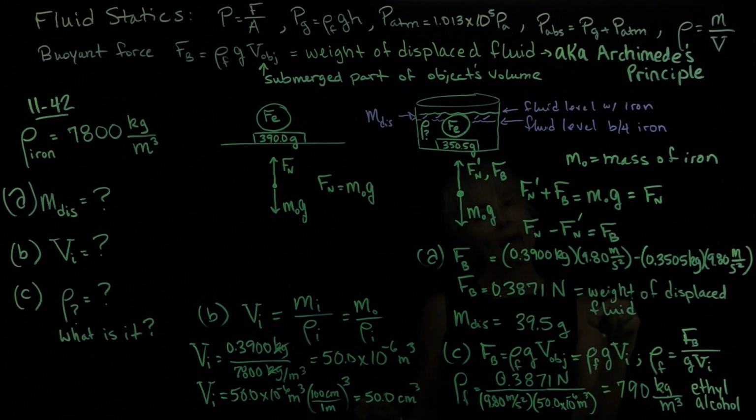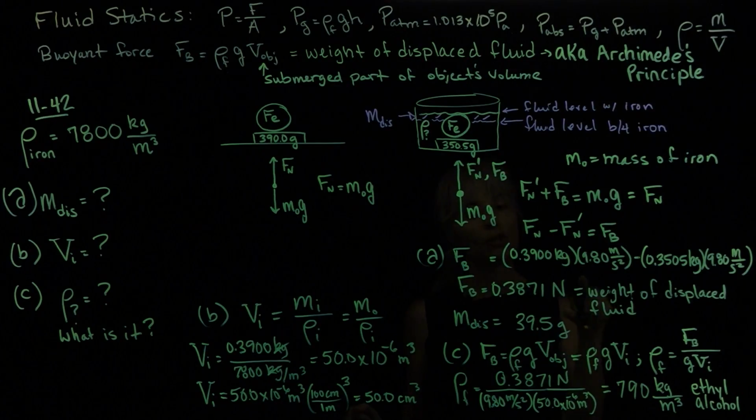But we want the mass of the displaced fluid. So if I take the weight of the displaced fluid and I divide by the acceleration due to Earth's gravity, I now get the mass of the displaced fluid. And I went ahead and put it in grams. So 39.5 grams of this unknown density fluid is being displaced in order for the iron to sit there.